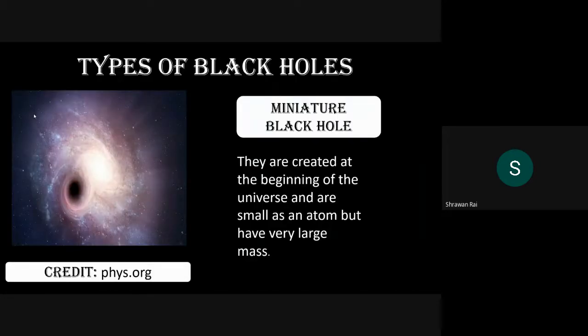Types of black hole. Miniature black hole. They were created at the beginning of the universe and are small as an atom but have very large mass. It is also known as quantum mechanical black holes or mini black holes. This concept was introduced by Stephen Hawking in the year 1971.